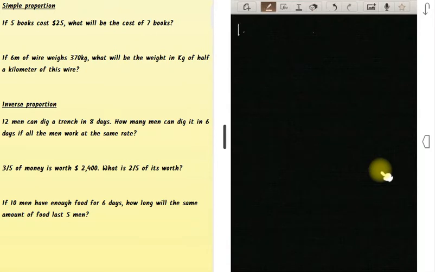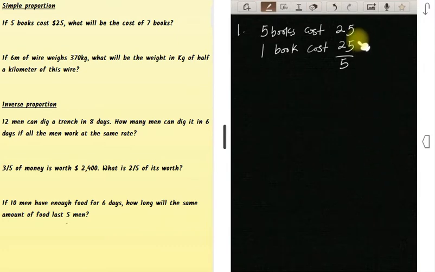Question number 1: if 5 books cost $25, what will be the cost of 7 books? 5 books cost $25. Using unit now, 1 book will cost what? Of course, 1 book will cost less than $25. So I'm going to use 25 divided by 5. If it will cost less, you use this quantity and you divide this quantity by this one. All right, so 25 divided by 5, of course that will give me 5.